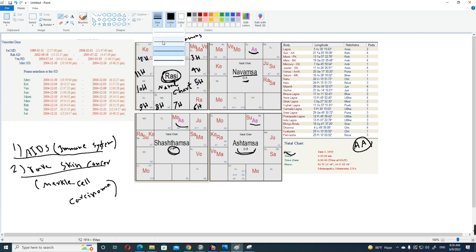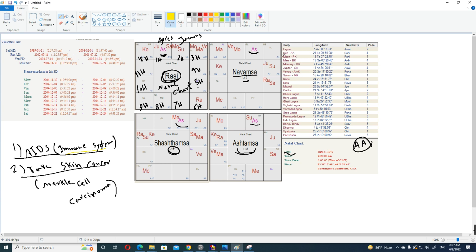Okay, let's use a smaller size with different colors because it's going to be very busy. I always make every paper busy, and here in this digital pen I'm also making it very busy. Okay, in this main chart, now we are going to check the chart for the two events, two diseases: AIDS, that is connected to the immune system of the native, and a rare skin cancer named Merkel cell carcinoma.